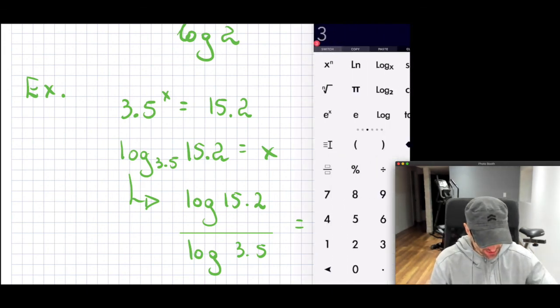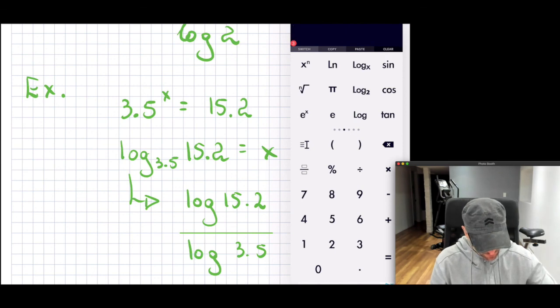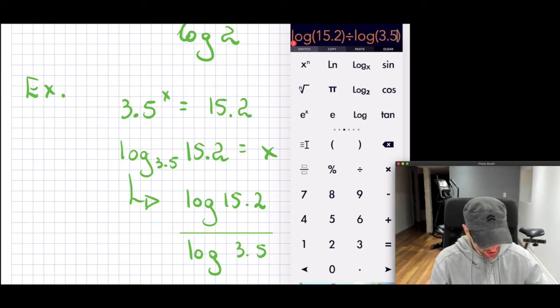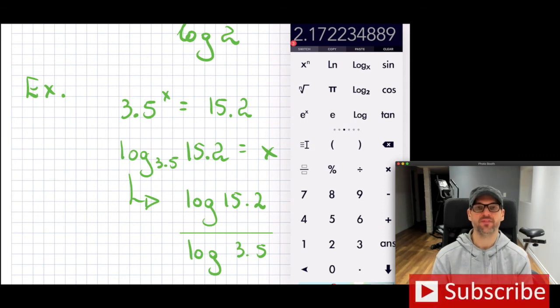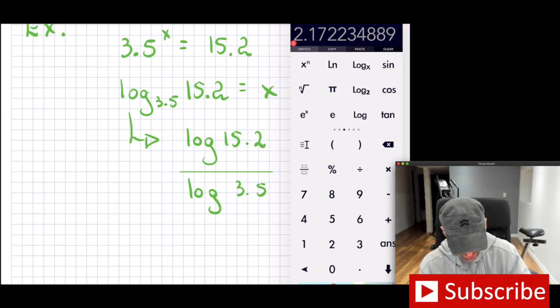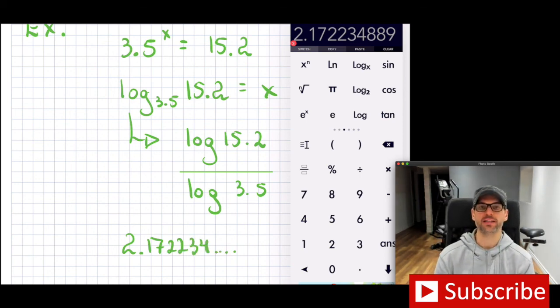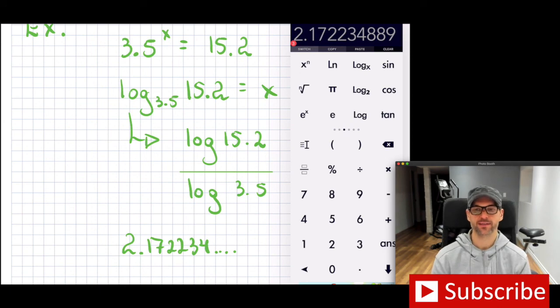So you can try it. Log 15.2 divided by log of 3.5 equals, and that's your answer. So it would have been 2.172234 and so on. You can keep as many digits there as you like.